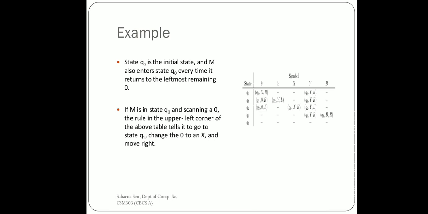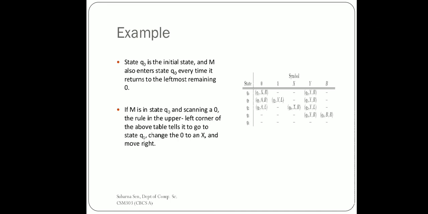First it is going to encounter the zeros, and that will direct the Turing machine. Now it keeps moving right and keeps scanning the symbols, so the movement should be right, and the change should be from 0 to x, and there should be a transition obviously. Now if M is in state q0 and scanning a 0, the rule in the upper left corner of this table is to go to state q1, change the 0 to an x, and then move right. So I told you this, right?